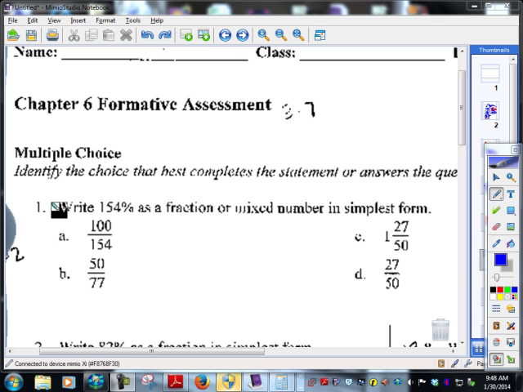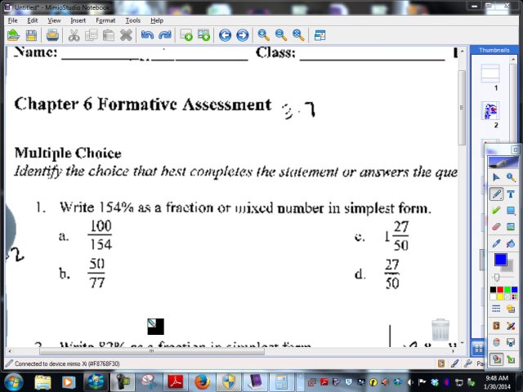Okay, number 1, learning target number 2. Remember, learning target number 2 says I can convert between decimals, fractions, and percentages. You must be able to do any of those, whether it's percent to fraction, percent to decimal, decimal to percent, decimal to fraction, percent to fraction, percent to decimal. I think I hit them all. You have to know how to do that. Okay? So please pay attention.